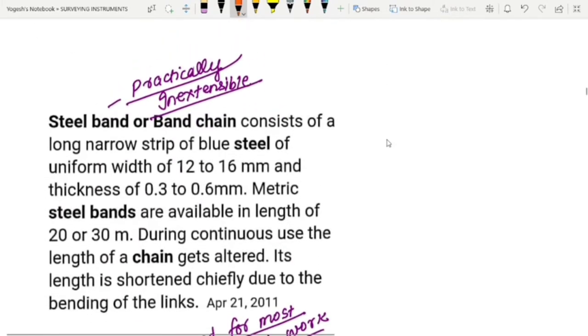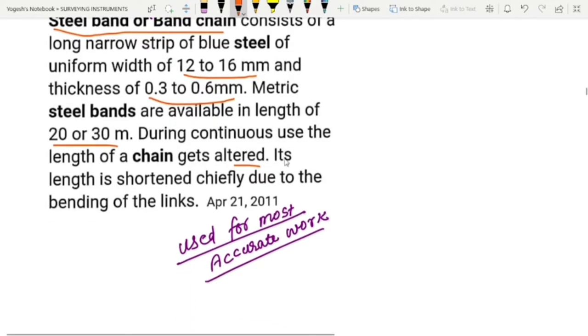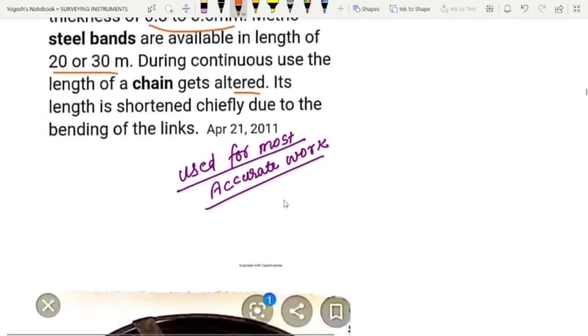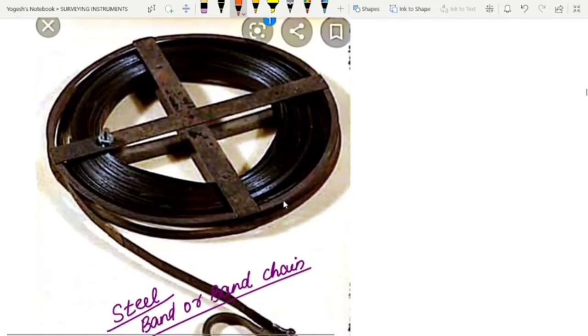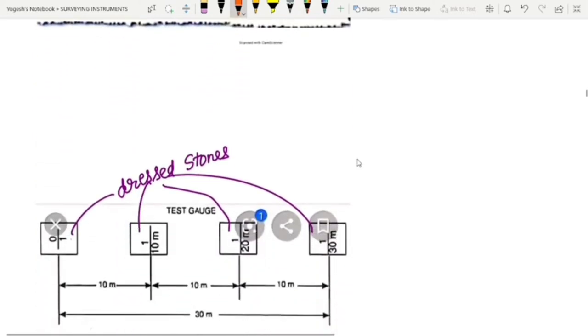Steel band or band chain, which we had discussed in our chapter on linear measurements, consists of a long narrow strip of blue steel of uniform width 12 to 16 mm and thickness of 0.3 to 0.6 mm. Metric steel bands are available in lengths of 20 to 30 meter. During continuous use, the length of a chain gets altered, so these are practically inextensible and used for more accurate work. The band chain is wrapped around reels.